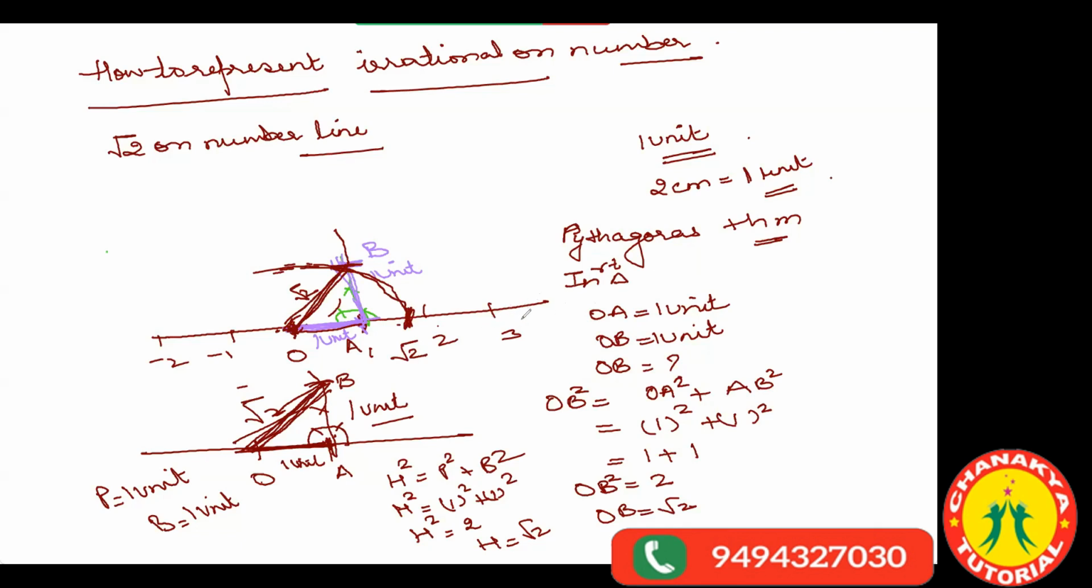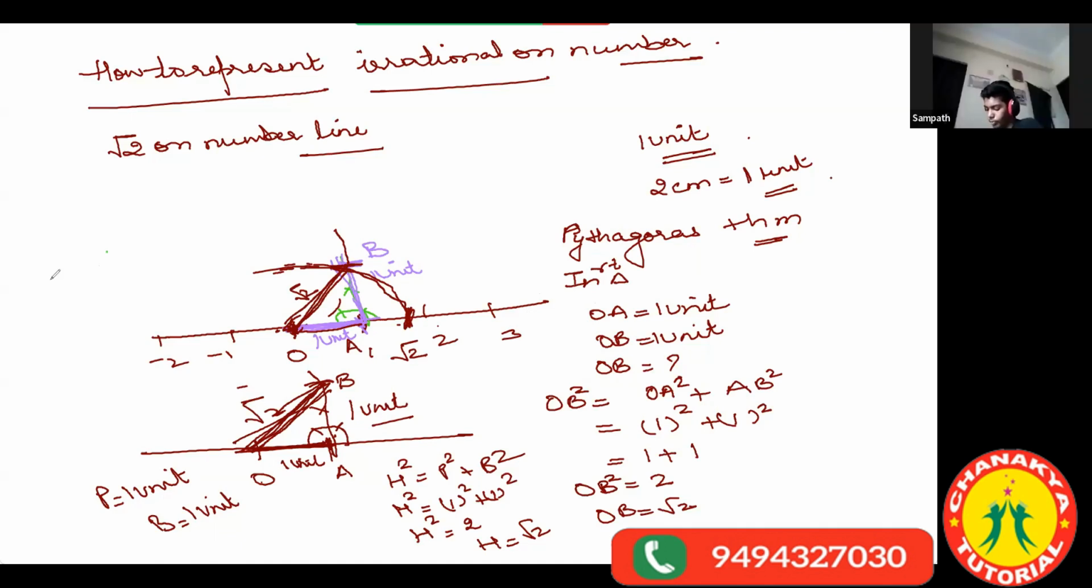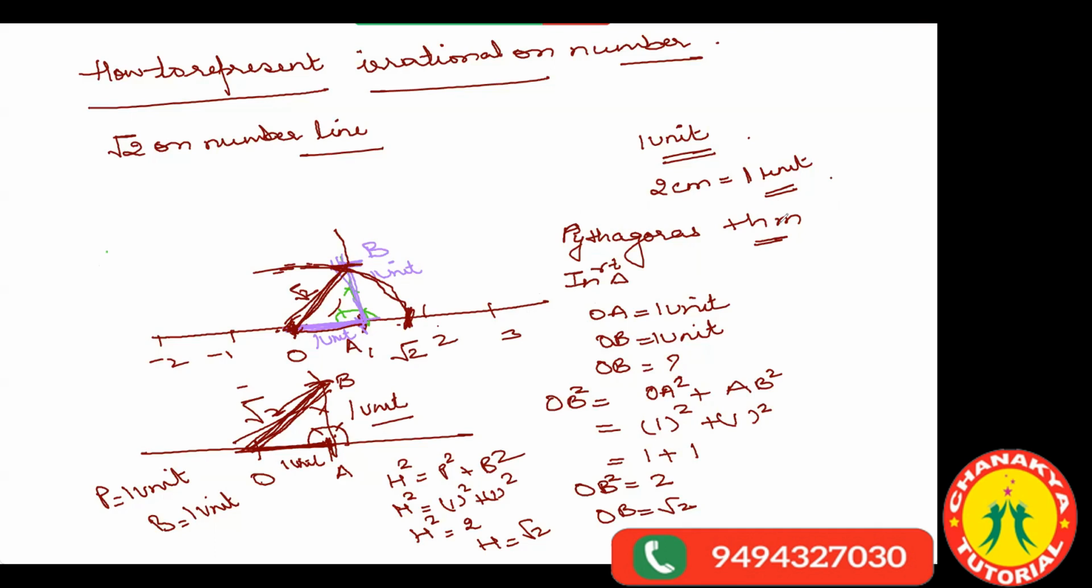Done, or may I explain it once again? Ma'am, done. Ma'am, in exam while showing the irrational numbers on number line, you have to show this theorem process also. Yes. Not the whole semicircle. You can draw only an arc like this. Okay, ma'am.